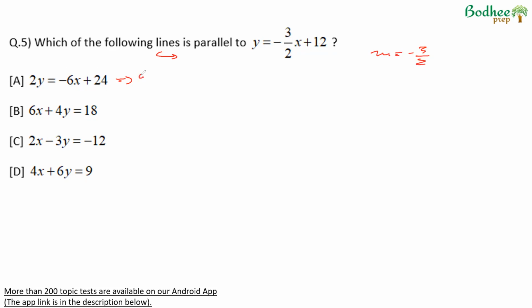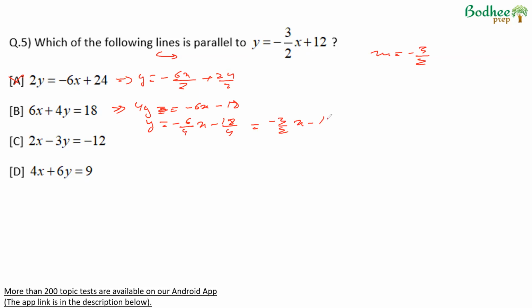Here y is equal to minus 6x by 2 plus 24 by 2. So minus 6 by 2, which is minus 3, not parallel. Here we can write it as 4y is equal to minus 6x minus 18, divided by 4, y is equal to minus 6 by 4x minus 18 by 4. Minus 6 by 4 is nothing but minus 3 by 2 x minus 18 by 4. As you can see, the slope is the same. Hence, this line will be parallel.